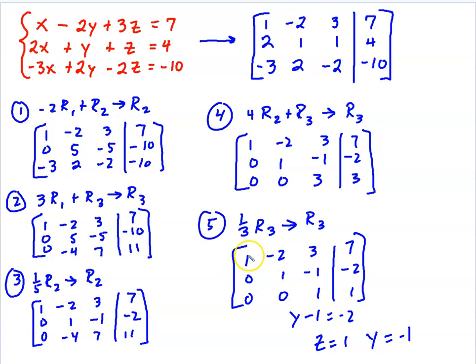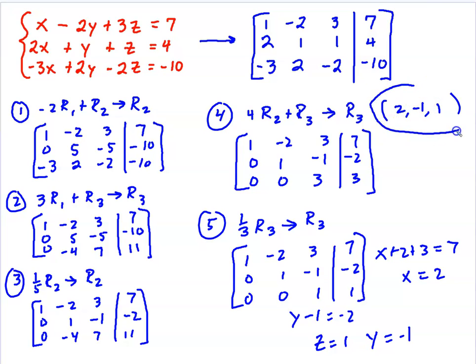And then this represents x minus 2y plus 3z is 7. So negative 2 times negative 1 is positive 2, plus 3 times 1, z is 1, and that equals 7. So you're subtracting 5 from both sides. 7 minus 5 is 2. So my final answer as an ordered triple, x is 2, y is negative 1, and z is positive 1.